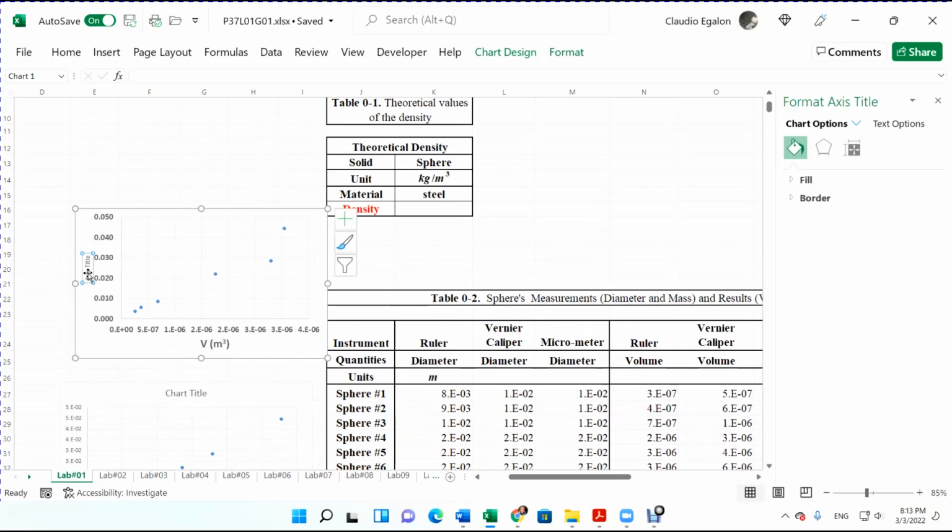What about the other axis? You do the same. Boldface, size 16, and then you type Mass, with the unit kilogram between parentheses.